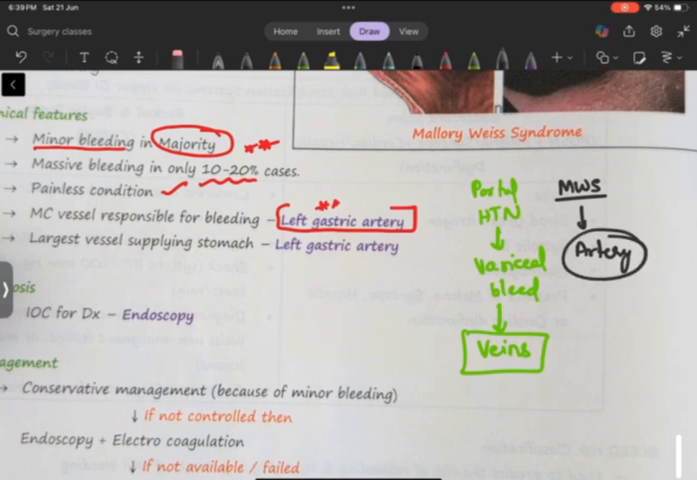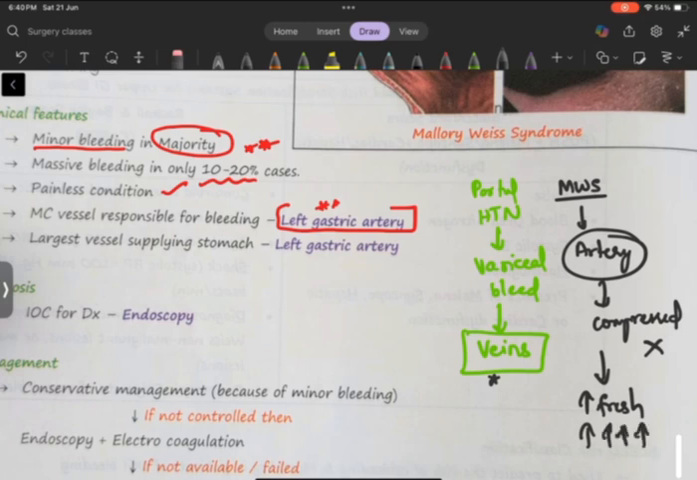So arterial bleed and venous bleed have a difference. Veins can be compressed or it can be collapsed, but arteries cannot be compressed, and pressure will be more from arterial blood. Fresh bleeding will be there, pressure will be more, it will be oozing out. With every pulse blood will be spilling out. Veins are not like that, if you put pressure they'll get collapsed. Okay, so this is a major difference.